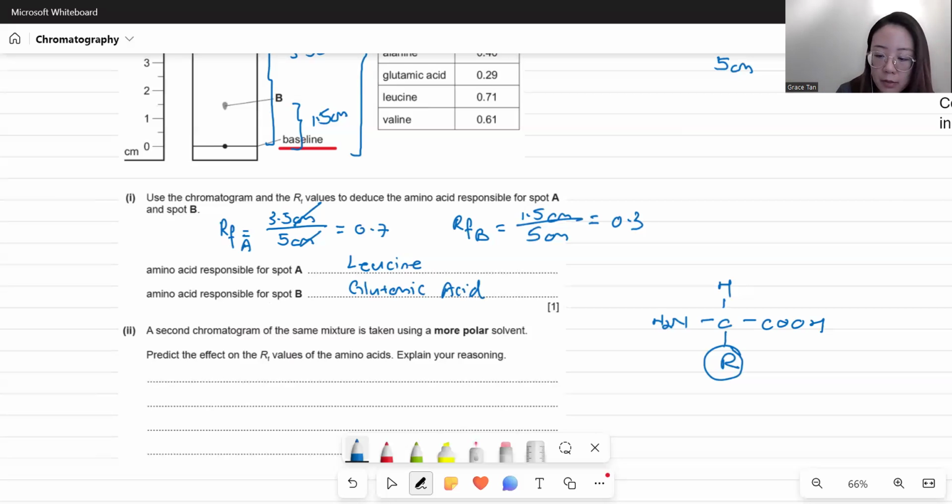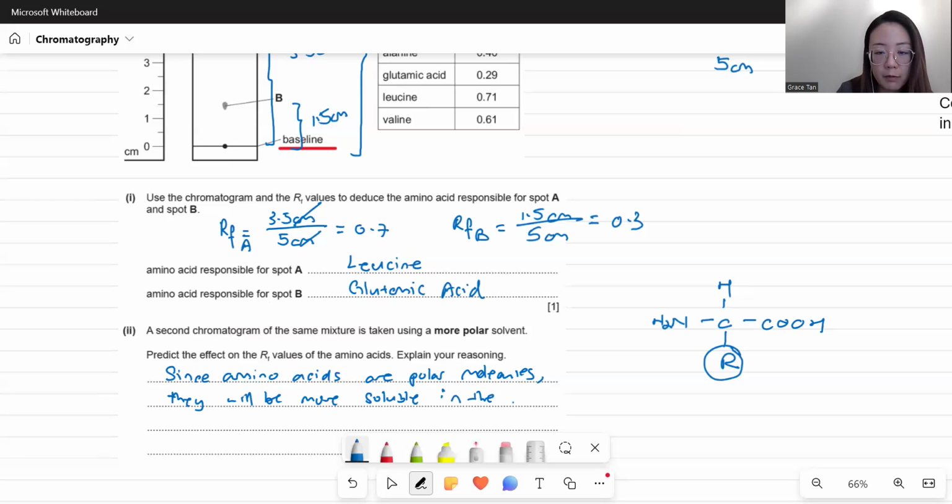So the answer is we need to first address that amino acids are polar molecules. Therefore, they will be more soluble in the mobile phase. Remember, use the word soluble with the mobile phase. Cannot say interact. They'll be more soluble in the mobile phase. You can write mobile phase, or you can write your solvent.